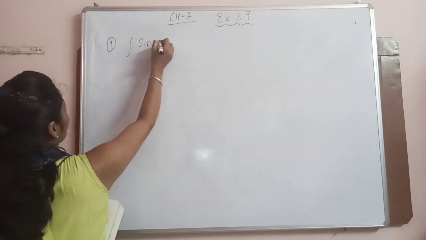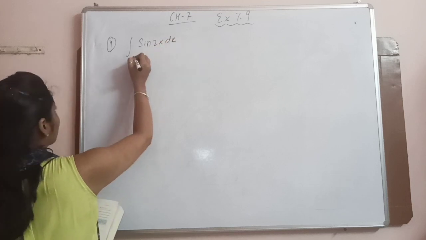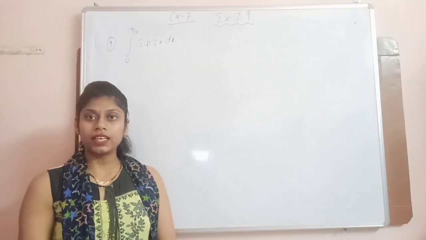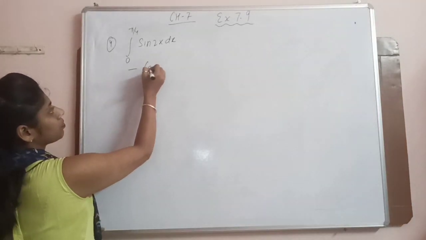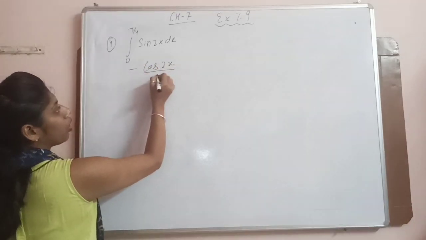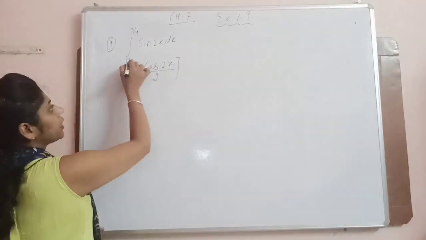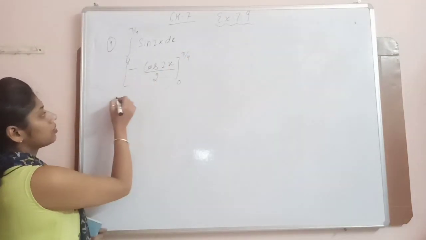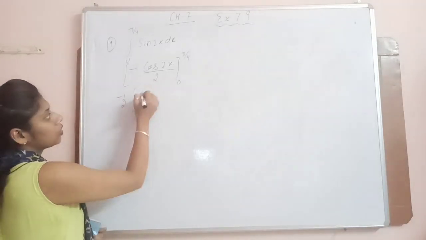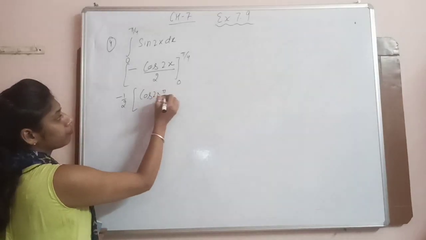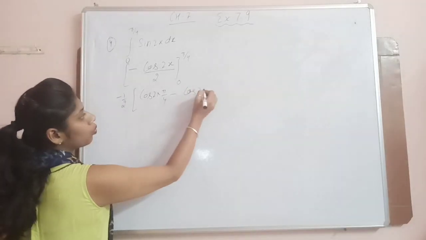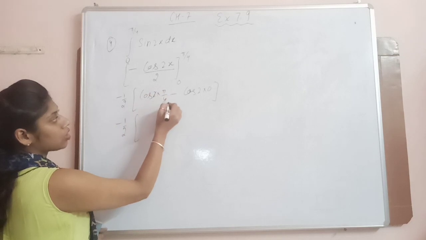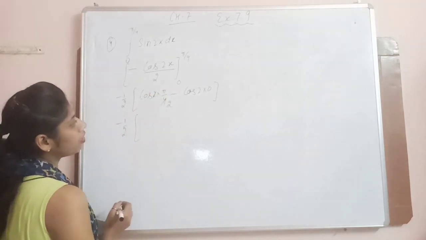Integration of sine 2x, limits are from 0 to pi by 4. Firstly take the integration. Integration of sine is minus cos 2x upon 2, the derivative of the angle. Then put the limits. Firstly put upper limit pi by 4, minus 1 by 2 you can take out, cos 2 into pi by 4 minus 2 into 0. So simplify it. Cos pi by 2 is, what is the value of cos 90?